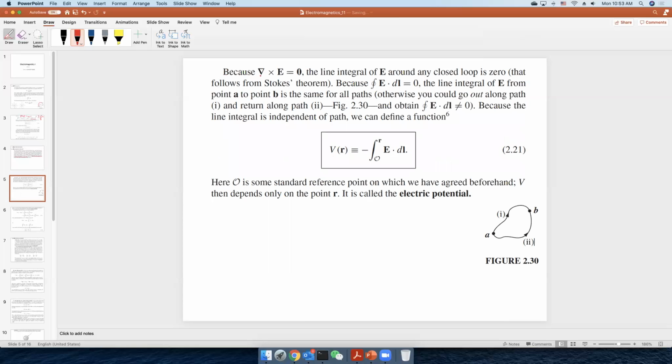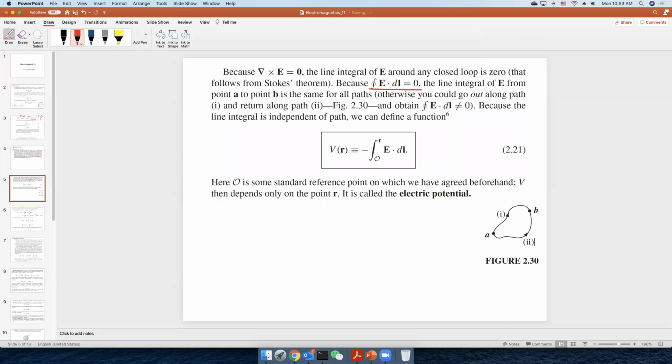Okay, so because the curl of E is 0, the line integral of E around any closed loop is 0, and it can be written in this equation. So for a closed path, the integral of E should be 0. And the line integral of E from a point A to B is the same for all paths.